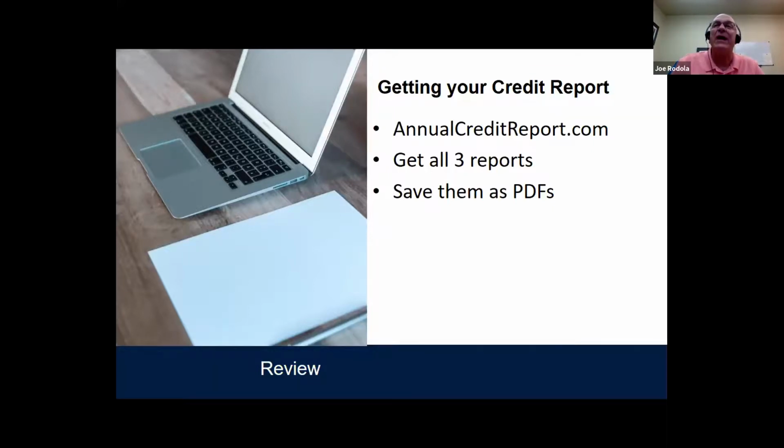So again, getting your credit report, annualcreditreport.com. You can get all 3, save them as PDFs. In a normal year, when we're not going through these issues of disaster declarations throughout the United States, we would normally suggest you pull these on rotation. Maybe pull your Experian report in January, your Equifax in June, and your TransUnion in November. That way you're continually rotating through the credit reports. Since you can only get them once a year per report, you can then pull them on an ongoing basis.